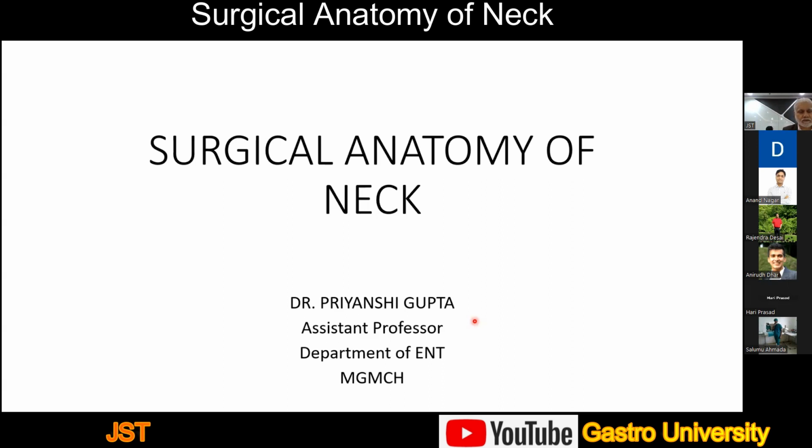procedure. So, to teach us the surgical anatomy of the neck with special reference to the esophagus, I have requested my faculty colleague here in the Department of ENT, Dr. Priyanshi. She's going to talk to us about the surgical anatomy of the neck. I've requested her to give more emphasis on the esophagus, but also tell us about the adjacent organs because we need to be aware of them, of their anatomy, so that we don't cause an inadvertent injury to any of these structures. Priyanshi, please. Thank you, sir.